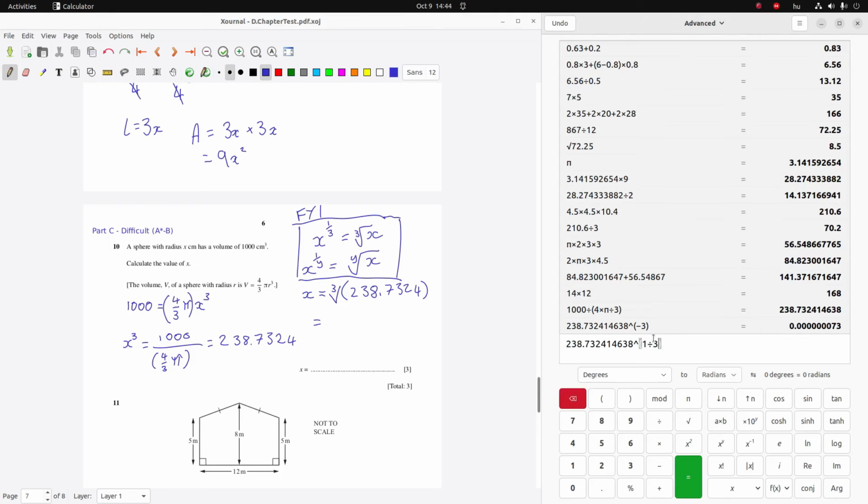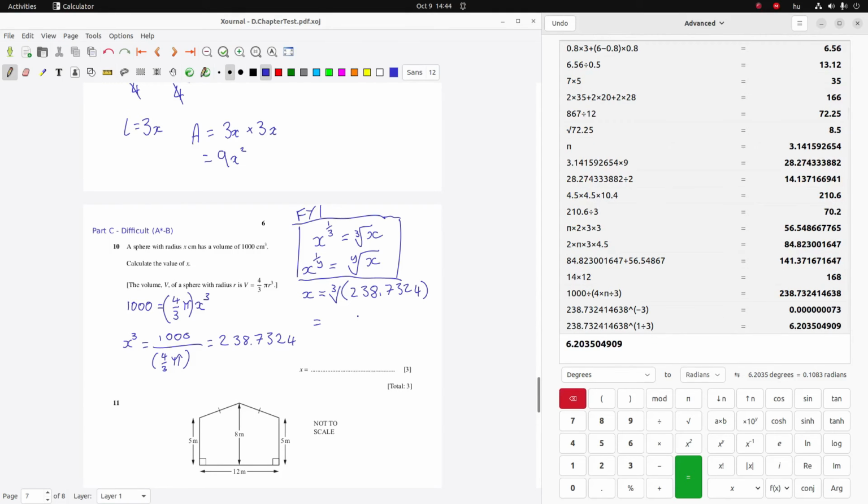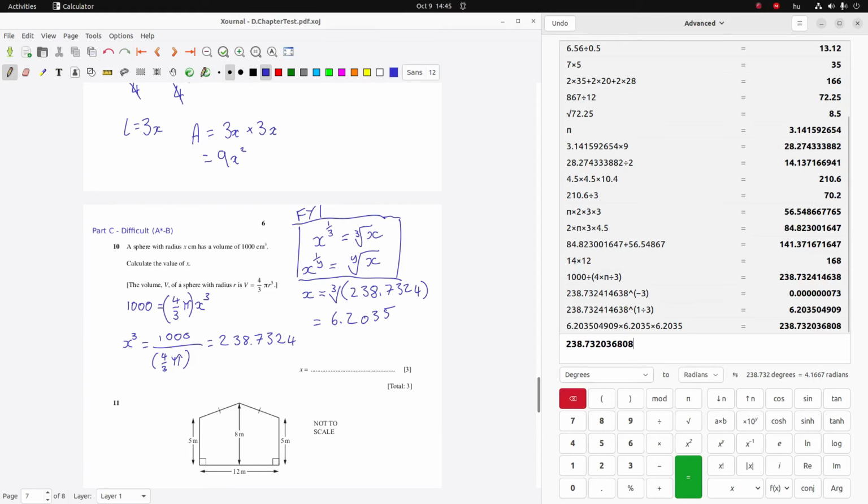One divided by 3 is equal to 6.2035. And now we can check ourselves to make sure that's right by doing it in reverse and seeing if we get the same thing. 230. That is correct. So the answer we're looking for is 6.2 centimeters.